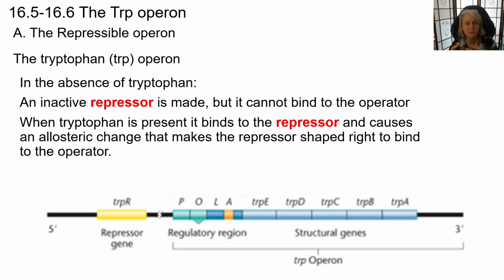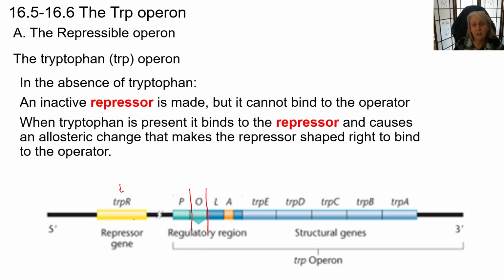In the absence of tryptophan, an inactive repressor is made, but it can't actually bind to the operator. So we make this repressor. Now I'm getting into the details of it. The repressor is made, but it can't bind to the operator. When tryptophan is present, it binds to the repressor, and it causes the change that makes the repressor shaped to fit the operator, and it actually blocks it.